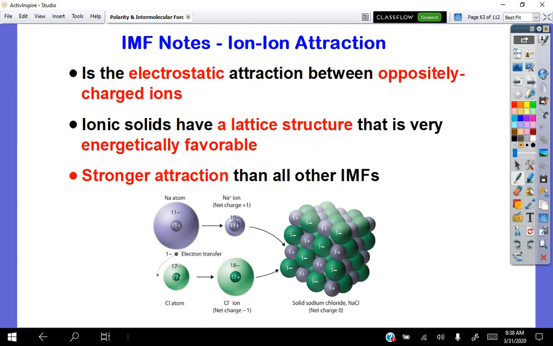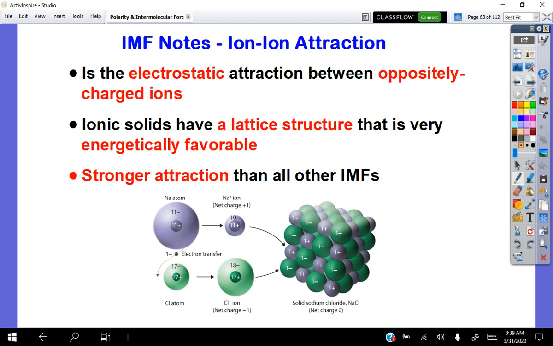We also have ion-ion attraction. This is an electrostatic attraction between oppositely charged ions. You only see this in ionic solids or ionic compounds. And we know that ionic solids have a lattice structure. It's kind of like an alternating net or a weaving basket of parts that is very energetically favorable. This is the strongest attraction. It is stronger than all other intermolecular forces that we have talked about so far.